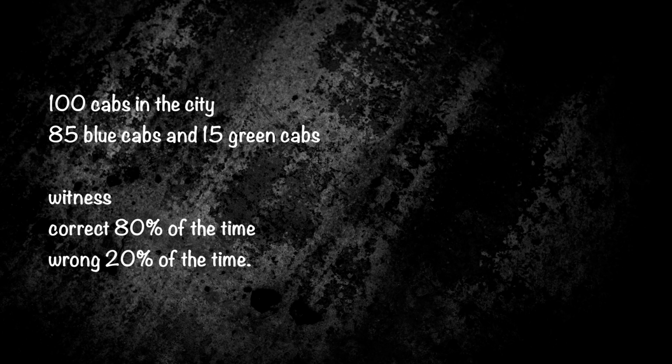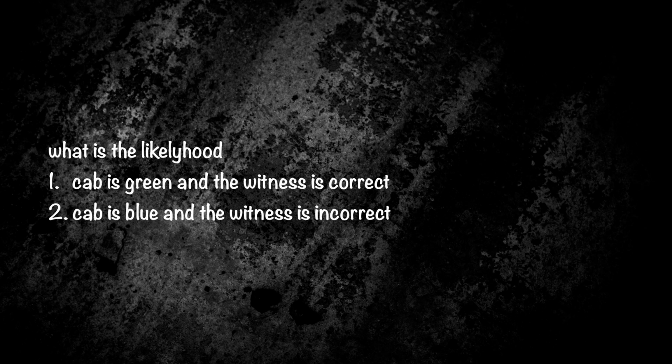Like if you consider there are 100 cabs, then 85 of them would be blue and 15 of them would be green. The witness is correct 80% of the time and wrong 20% of the time. There are two scenarios. What is the likelihood the cab was green and the witness was correct, and what is the likelihood the cab was blue and the witness was incorrect? Because the witness chose green in both scenarios, right?